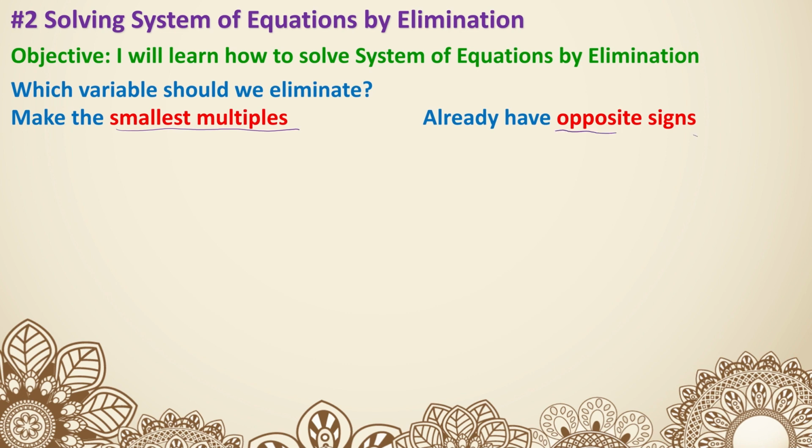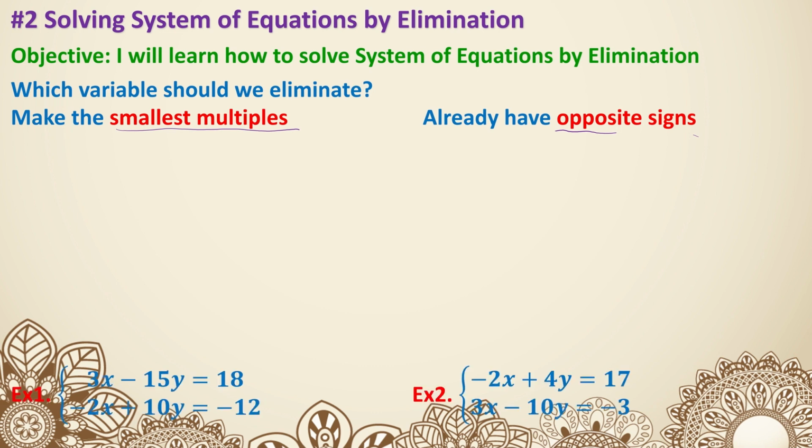And if two numbers already have the opposite sign, maybe you should try to choose that pair, because at least when you multiply to change them, you don't have to multiply by another negative number because they already have the opposite signs. So now let's have a look at a few examples.